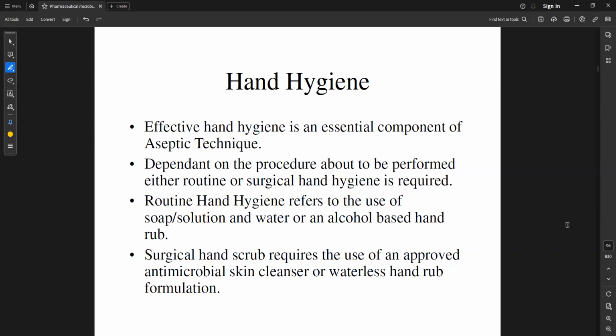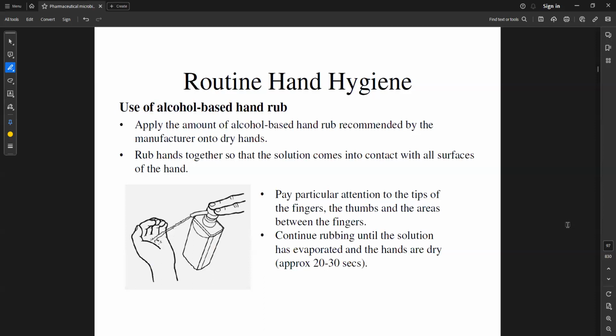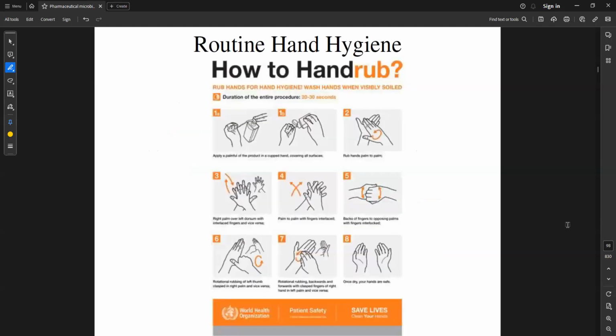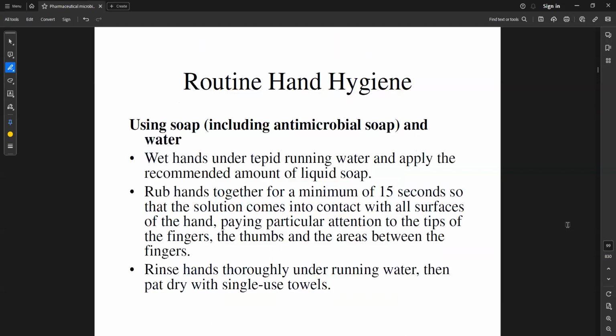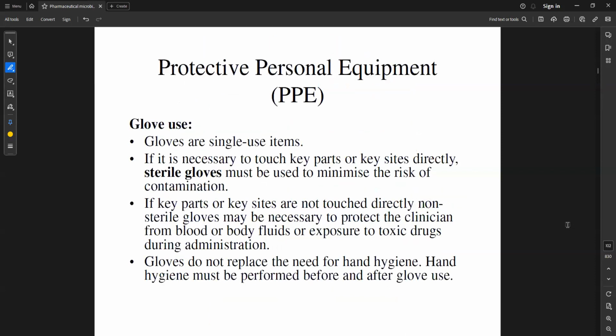So the routine hand hygiene refers to the use of soap solution and water or an alcohol-based hand rub or sanitizer. Surgical hand scrub requires the use of an approved antimicrobial skin cleanser or waterless hand rub formulation. So these are different ways to wash your hands: how to apply sanitizer, washing your hands using soap, and surgical hand hygiene.